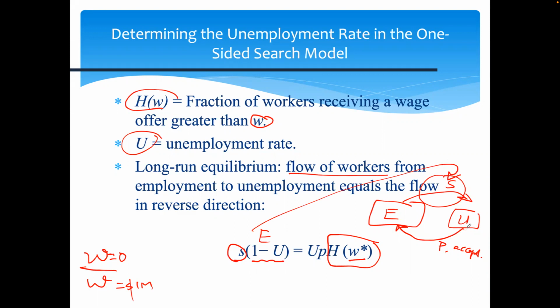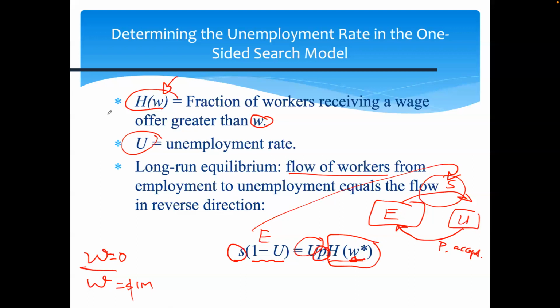Now let's look at the second part, from unemployed to employed. The size is going to be U, times the probability P to receive a job offer. You only move to E when your offer is greater than W star. But then what is the chance you're going to have a wage offer greater than W star? It's H of W star, as we just discussed.